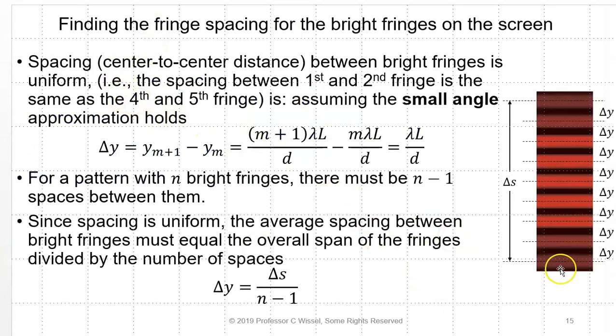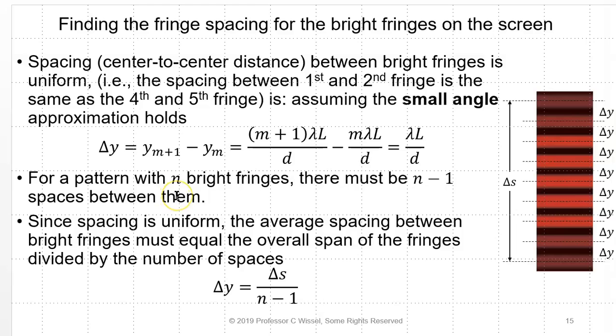Okay, the spacing, the center to center spacing, like from here to here, between the bright fringes is uniform. In other words, this distance is the same as that distance, is the same as that one on either side. And we're going to assume the small angle approximation. We're just going to use it on the central ones. So delta y will be y of the m plus 1 fringe minus y of the mth fringe. And that will be (m plus 1) lambda L over d minus m lambda L over d. If we subtract this out, we end up with lambda L over d. Lambda, of course, is the wavelength, L is the distance between the slits and the screen, and d is the slit spacing.